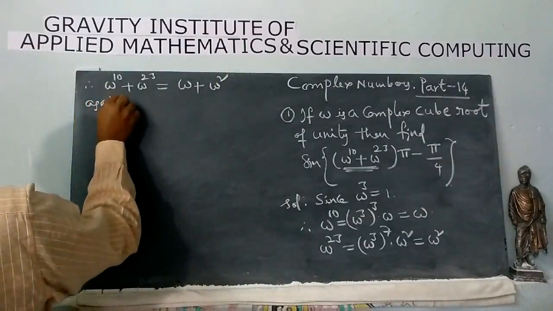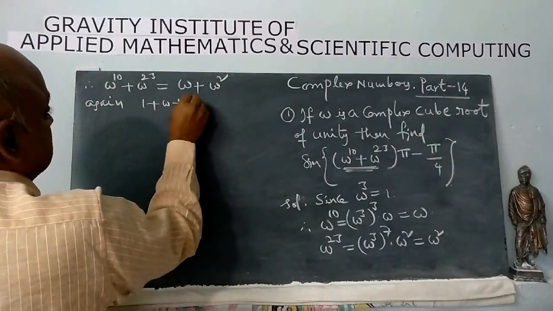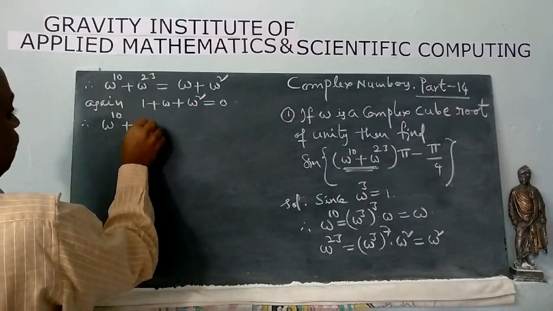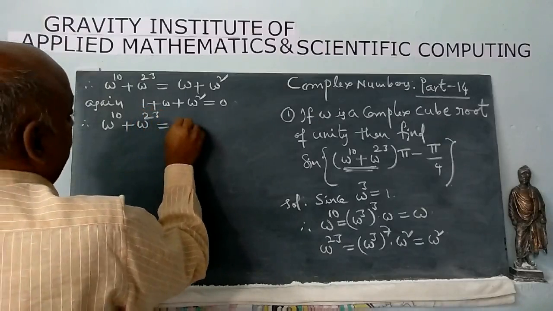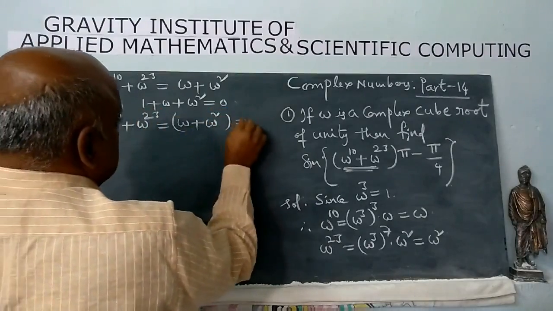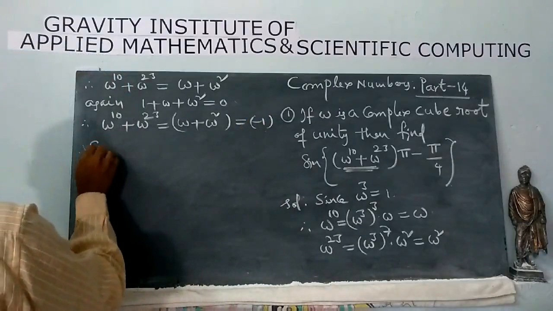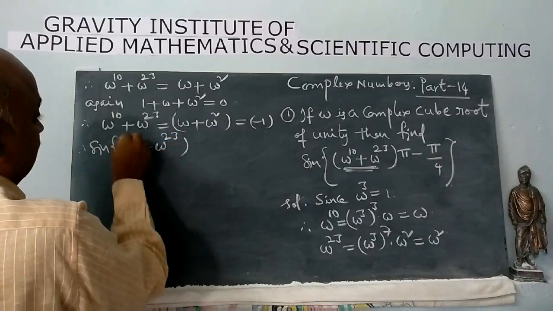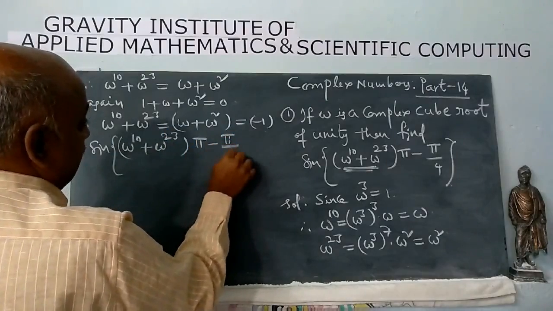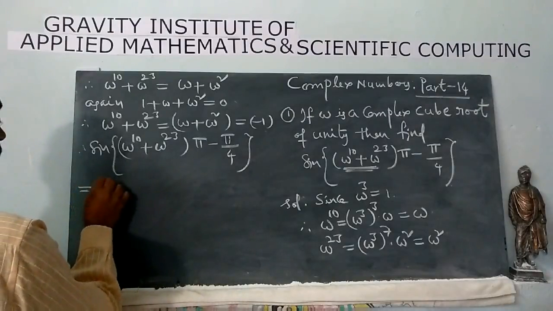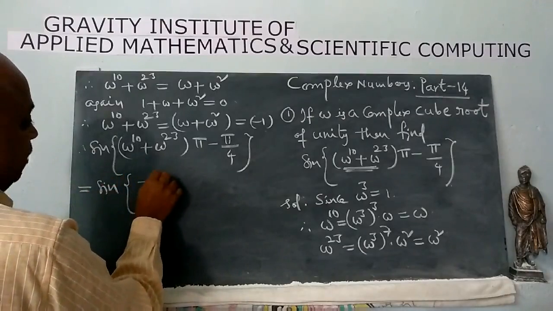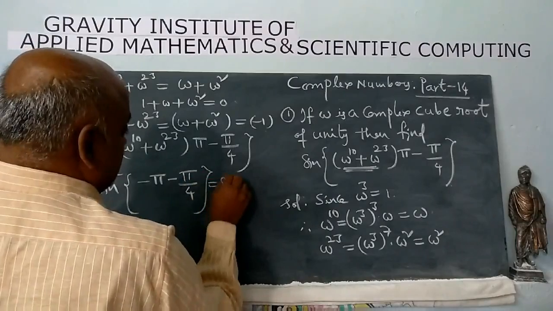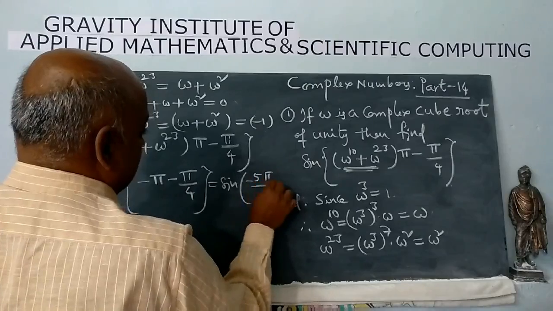Again, 1 plus omega plus omega square is equal to 0. Therefore, omega to the power of 10 plus omega to the power of 23 is equal to omega plus omega square, which is equal to minus 1. Therefore, sine of omega to the power of 10 plus omega to the power of 23 into pi minus pi by 4 is equal to sine of minus pi by 4, is equal to sine of minus 5 pi by 4.